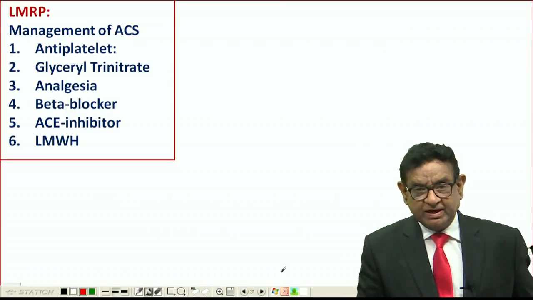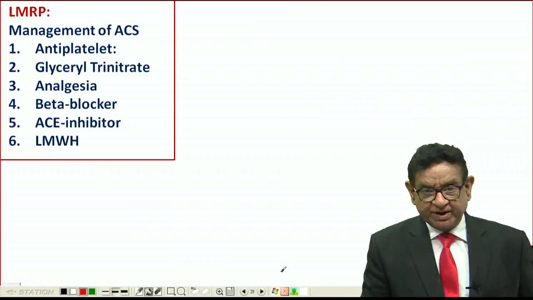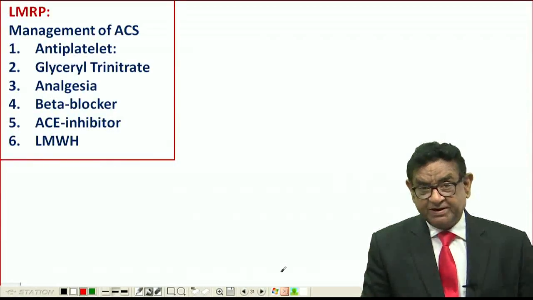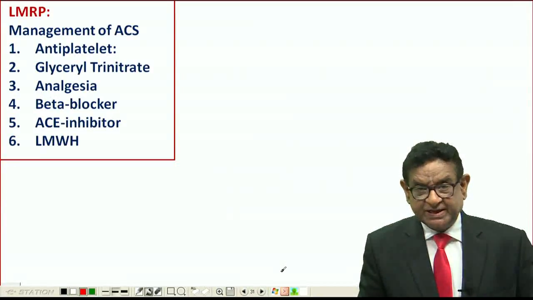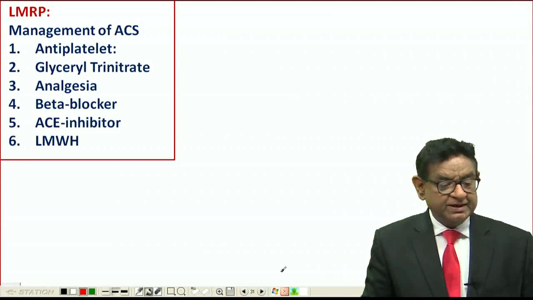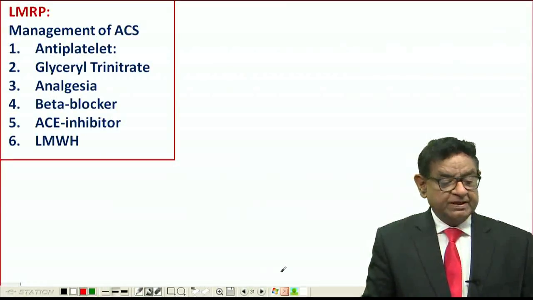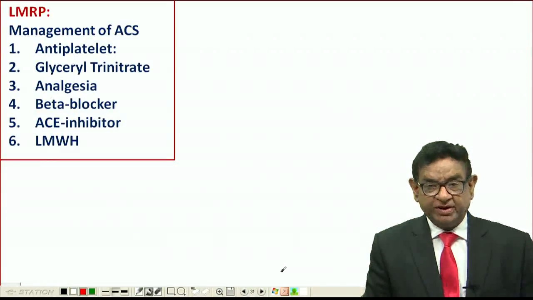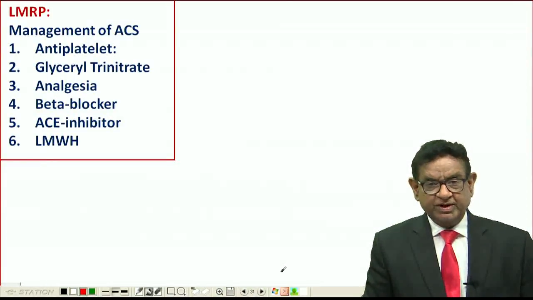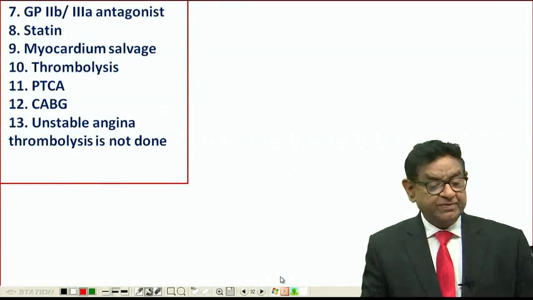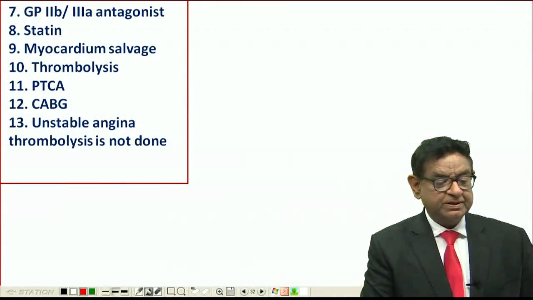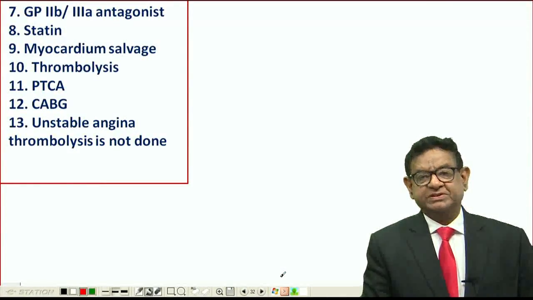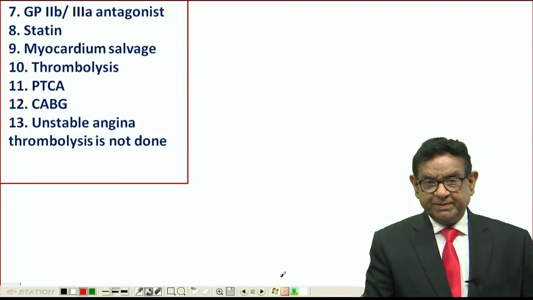So now a quick recap, last minute revision points about management of acute coronary syndrome. We use antiplatelet drugs, double antiplatelet drugs. We use nitrate for pain, abortion of the pain. Analgesia, we use morphine. Beta blocker to control heart rate. ACEI to control BP, to treat CHF and for infarct remodeling. And low molecular weight heparin, especially to prevent deep vein thrombosis and to prevent pulmonary embolism. GP2B3A antagonists, again antiplatelet drugs, especially useful after stent. Statin to control lipid levels.